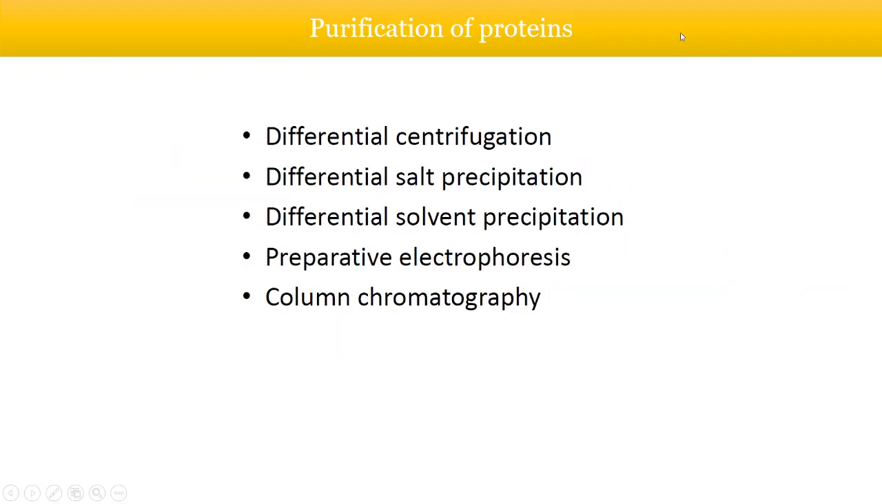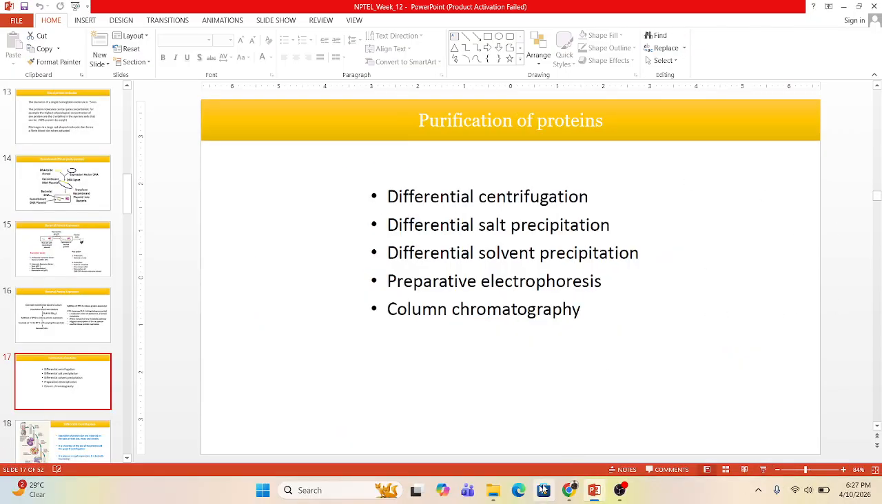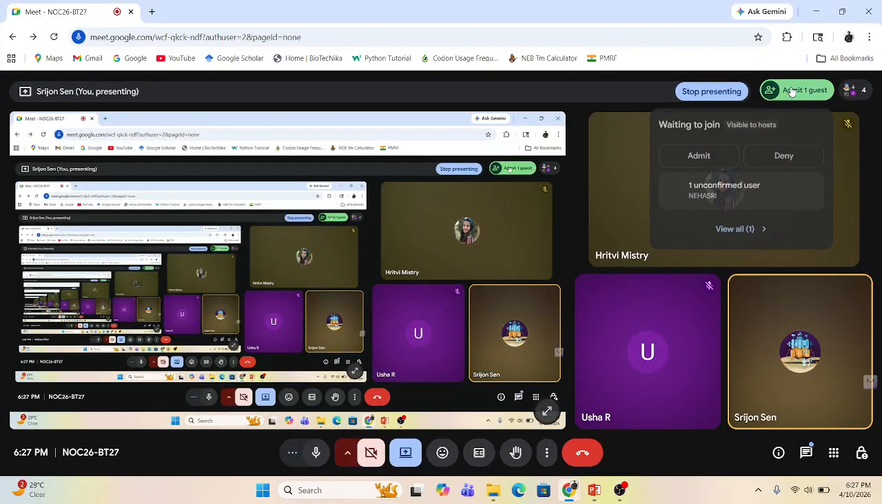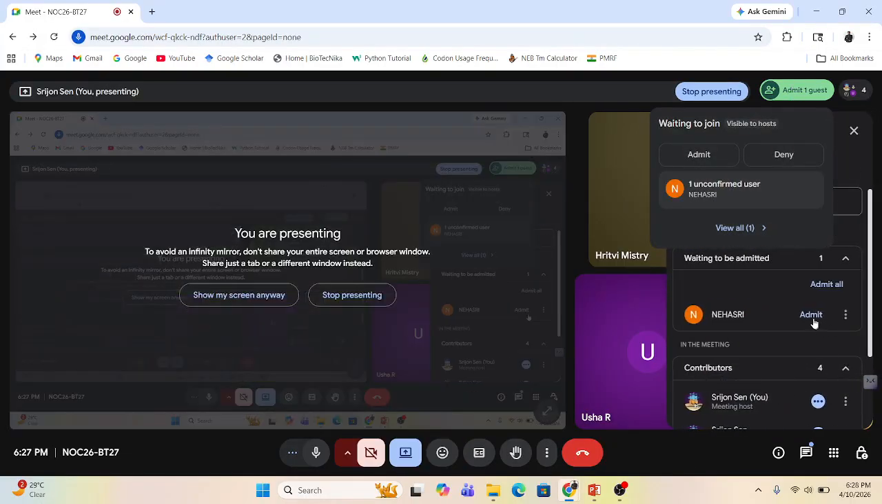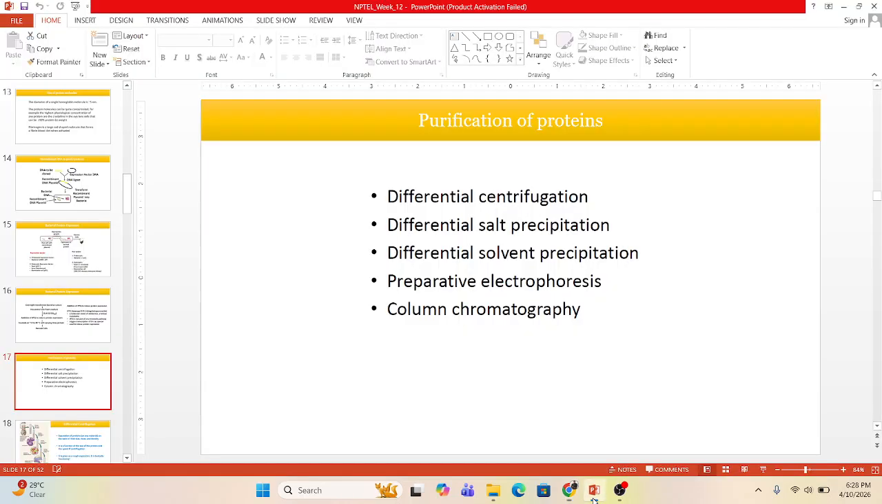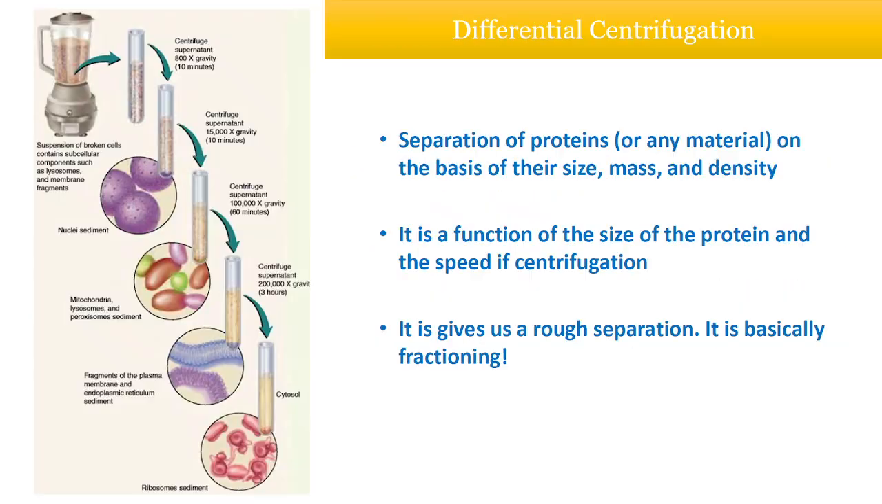So how can you purify the proteins? We discussed differential centrifugation, then differential salt precipitation. You can use differential solvent precipitation, preparative electrophoresis, and column chromatography. Right. So these are the different techniques of how you can purify the proteins.